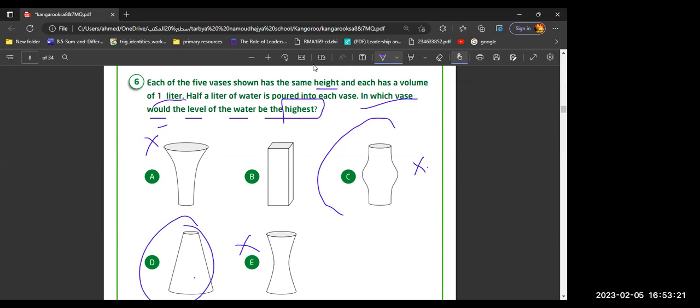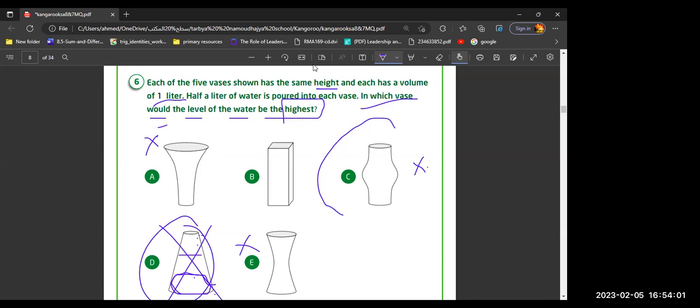Because it has a wide base, the water is not going to be at the highest level here. Mister, you mean the highest or the most? No, we're going to pour the same volume of water, so the highest level. If it's the highest, I'll go with B. No, C. I will be with C.